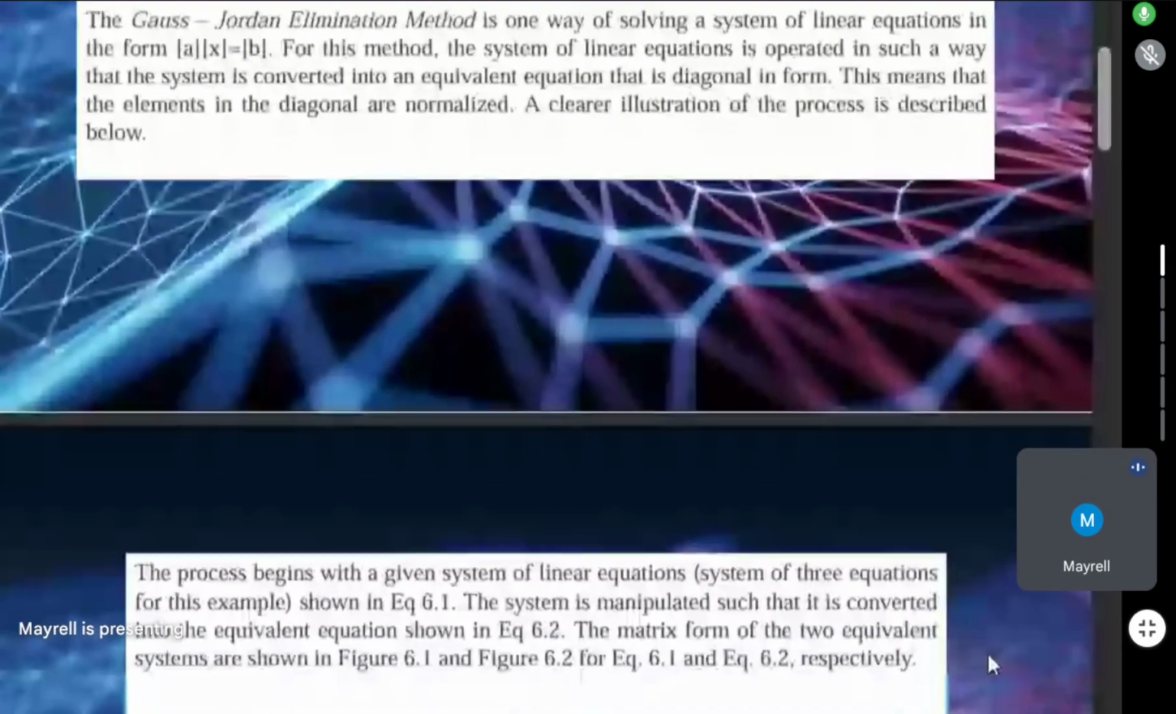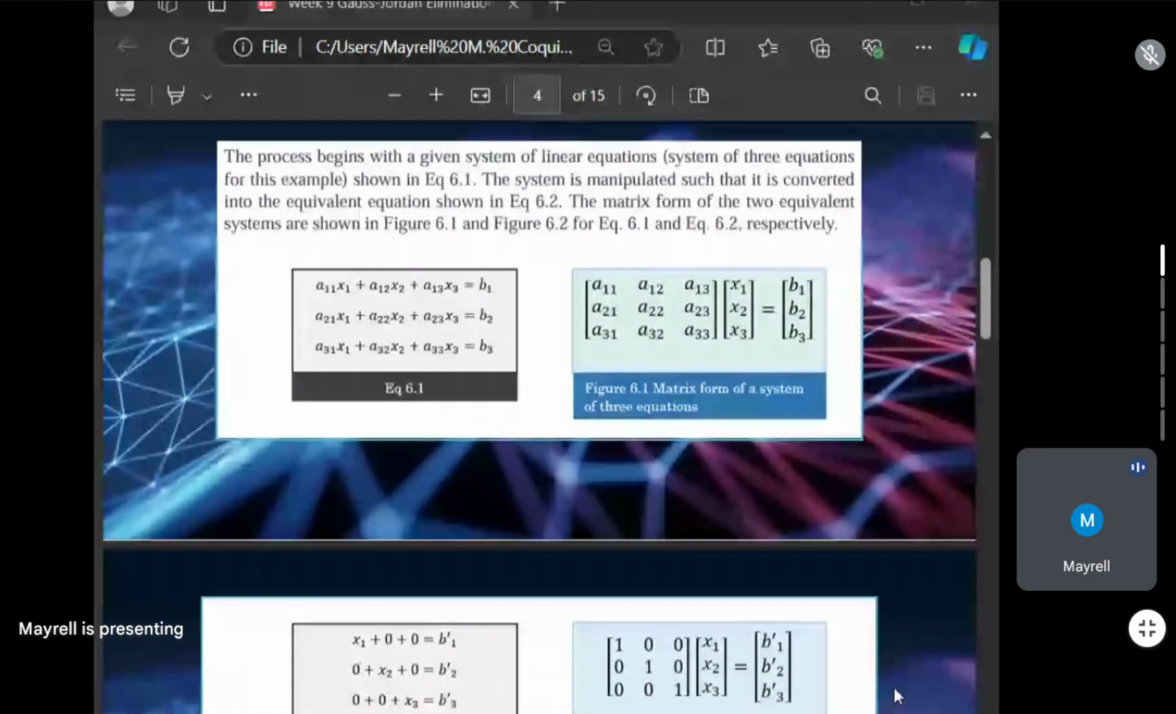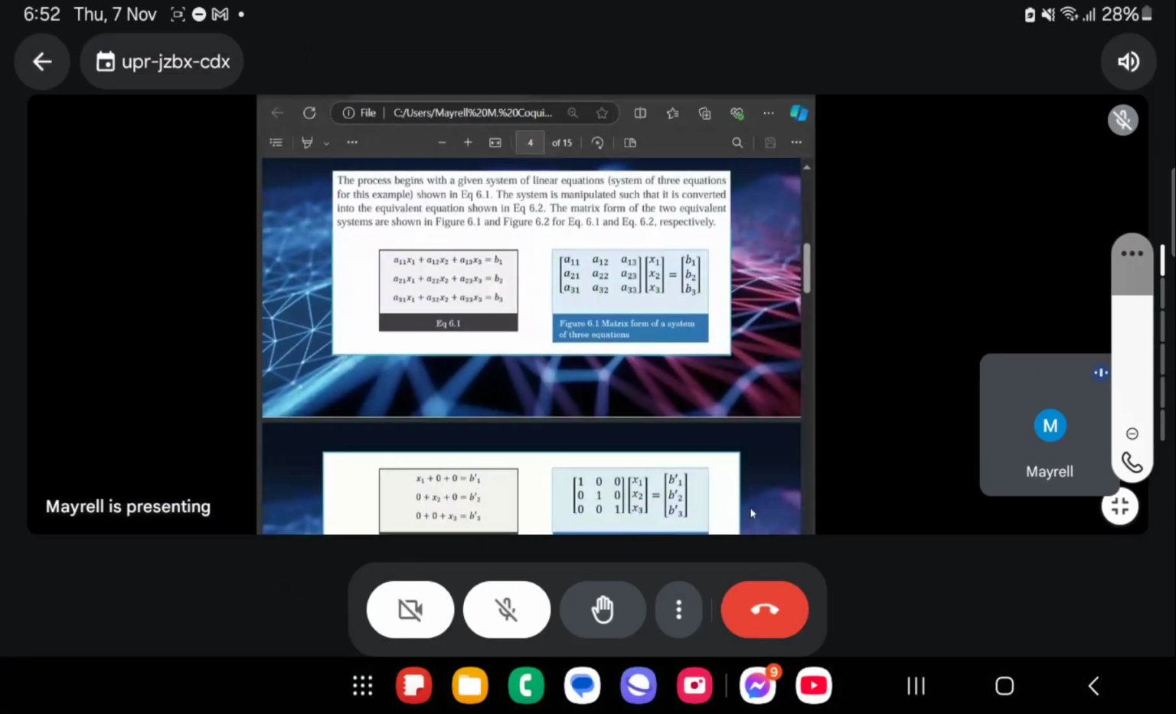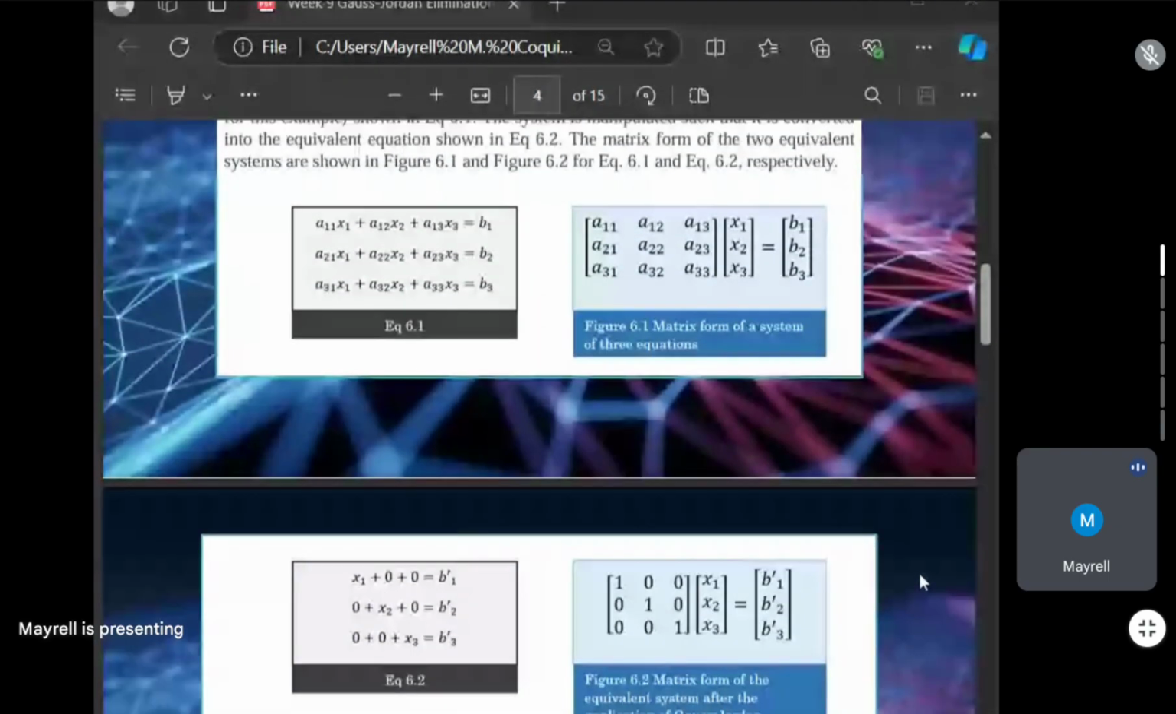Shown in 6.2. So it's here below. The matrix form of the two equivalent systems are shown in figure 6.1 and figure 6.2 for equation 6.1 and 6.2 respectively. So we have here our example of three equations, then converted into its matrix form.